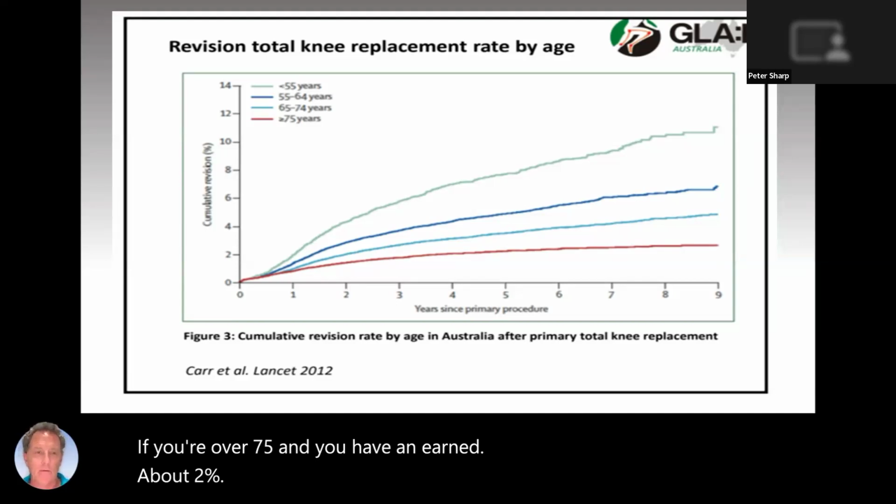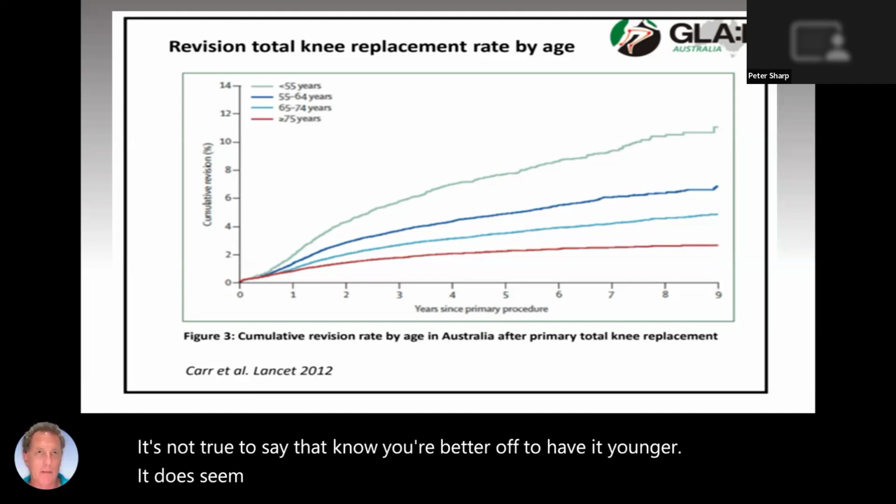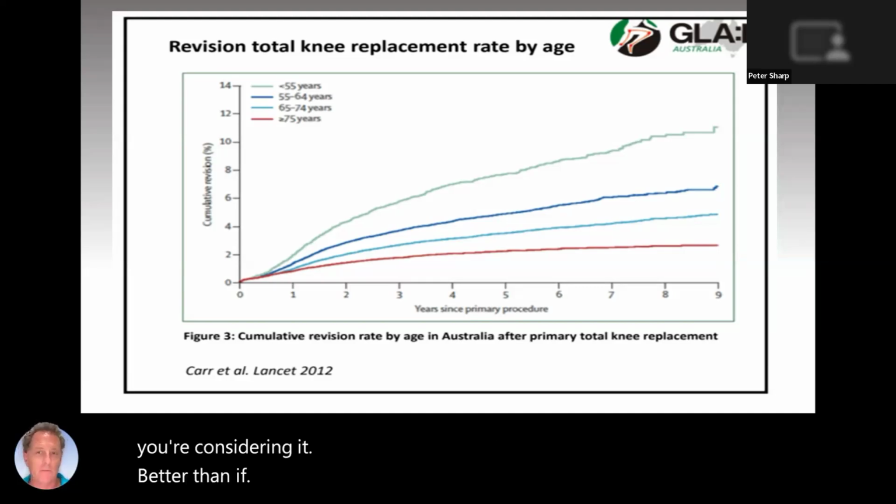So the message there is, it's not true to say that you're better off to have it younger. It does seem that if you can get to about the age of 70 before you're considering it, that's going to be better than if you're in your 50s and 60s, because it's more likely that you're going to have to revisit it again within the 10-year period.